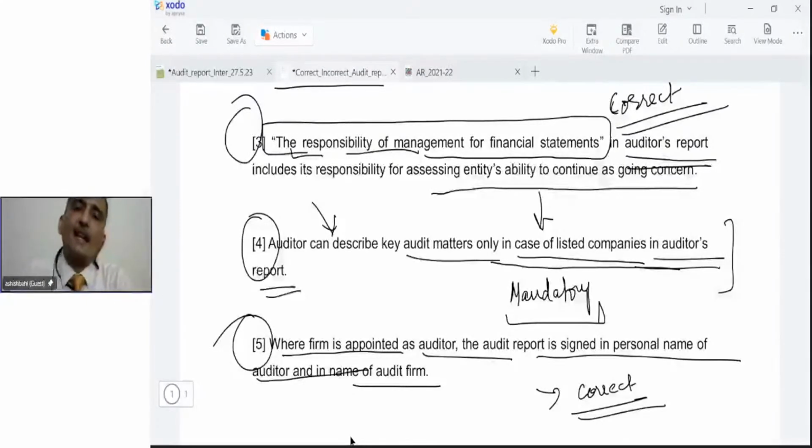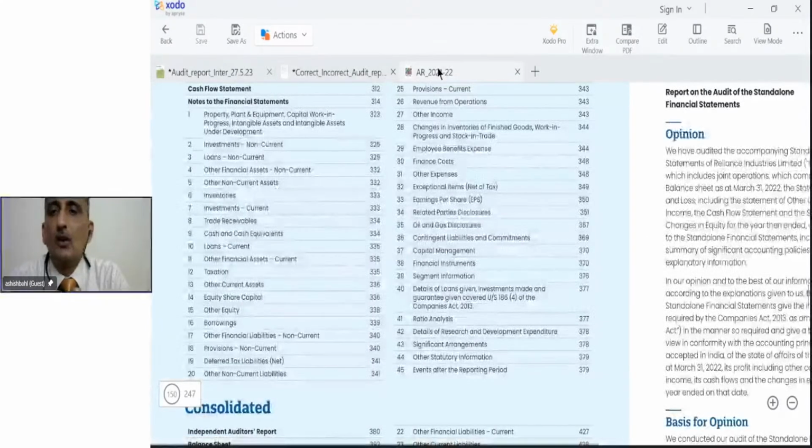So as I just showed you, when a firm is appointed as an auditor, the report is signed in the personal name and in the name of the firm also. Okay. So guys, would you like to see the audit report of a company? How does it look like?